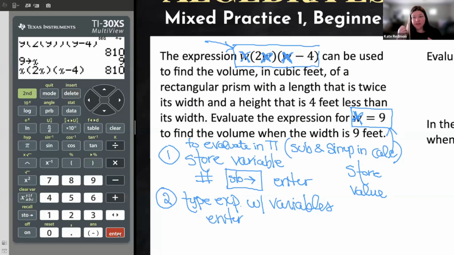So nice. We can substitute by hand, simplify in our calculator, or we can use the store key in our calculator to do both the substitution and the simplification for us. But just an FYI, you need that substitution skill for college, okay? If you have any plans to go into college.